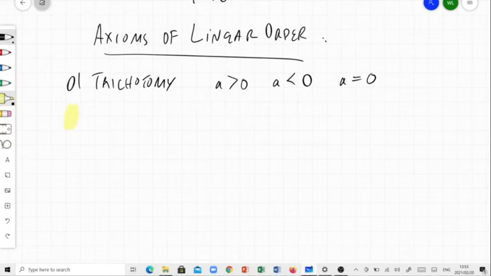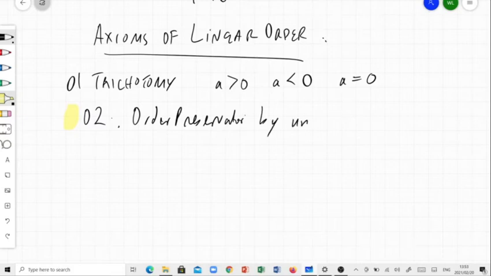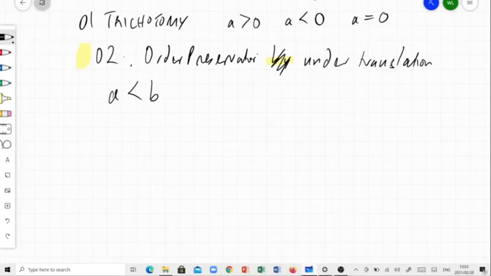Now the second axiom of linear order is what is called order preservation under translation. So let's say that I've got two numbers where there's order between the two. So B dominates A. Then, if I translate or I add a fixed number C to A and B, then the result preserves the order. Even if I do a subtraction, if I take C away from both A and B, then the order still preserves. This is called order preservation.